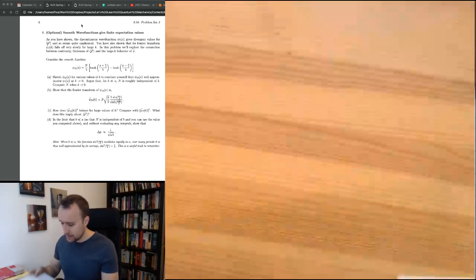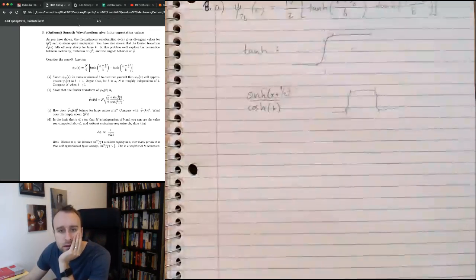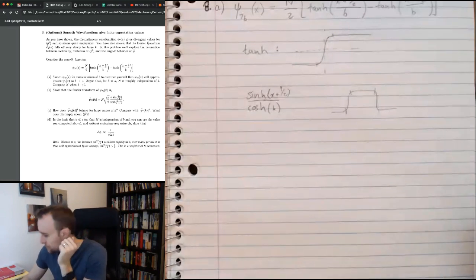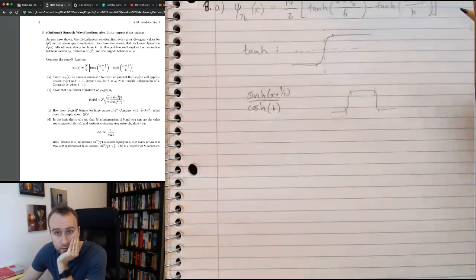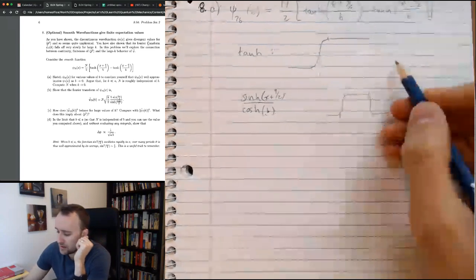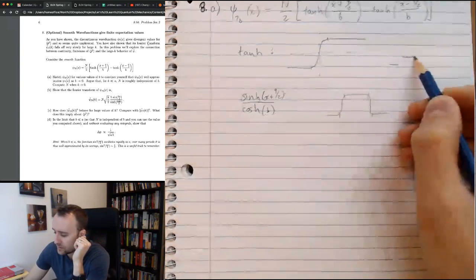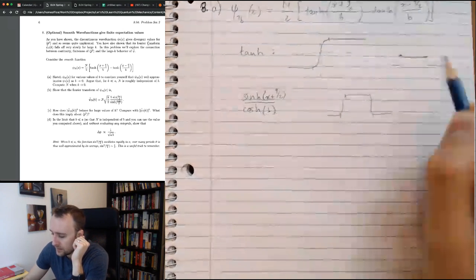So we're going to go back because I think we were at 8A for this problem set. Okay, so in this case, let's get back to it. Where were we? We were considering the kind of unphysical wave function, or wave packet, I guess, that looks like this, where there's discontinuities, and it looks like that.